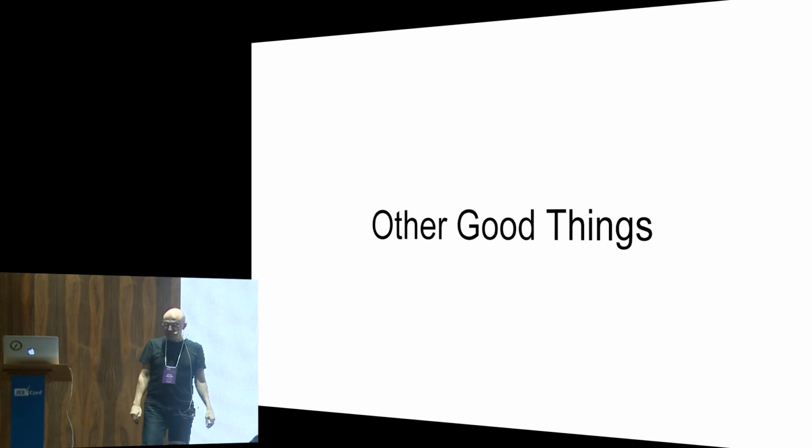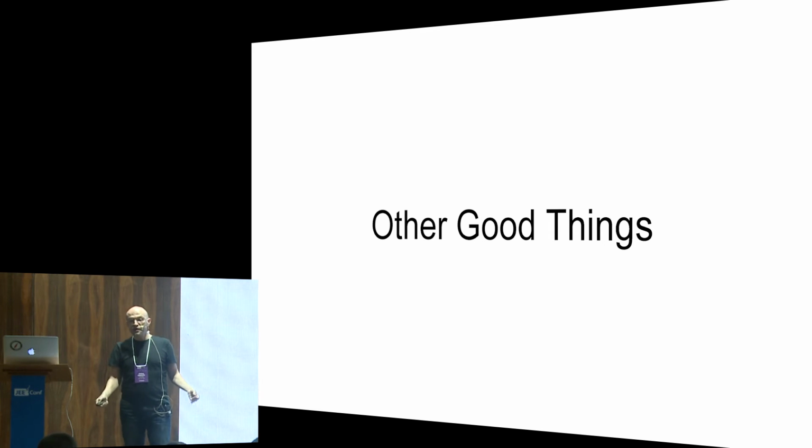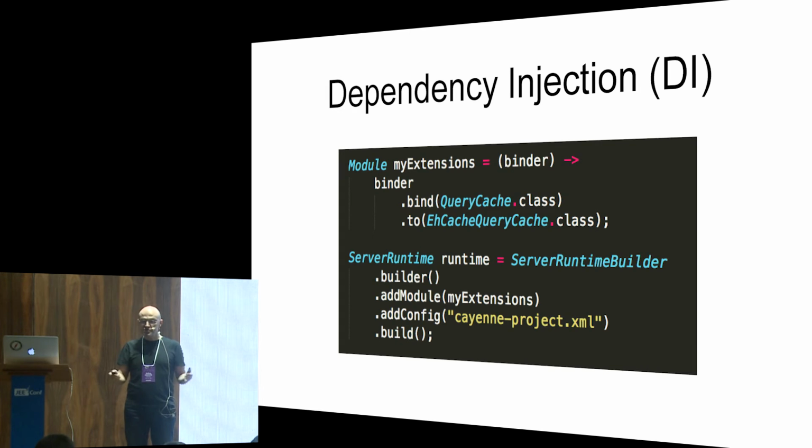So other good things. Until now we were talking about how we're different from other ORMs, but another section is just good features. Dependency injection. Cayenne is built on dependency injection. Server runtimes that you've seen, it's just a little wrapper around a dependency injection container, which is itself a very small little thing that we wrote ourselves. It's probably one of the smallest dependency injection frameworks in Java, and it allows you to do customizations. It allows you to rebind standard services and provide your own implementations for various things.